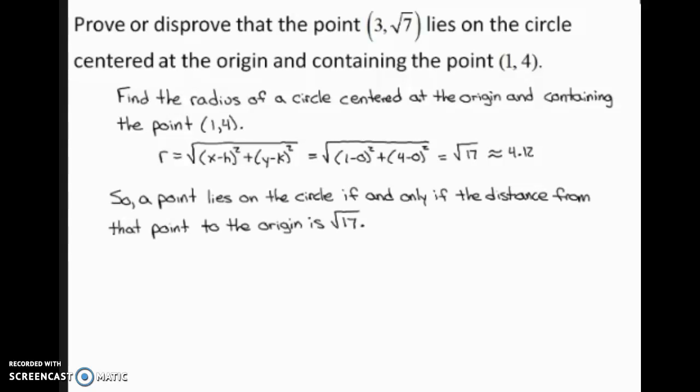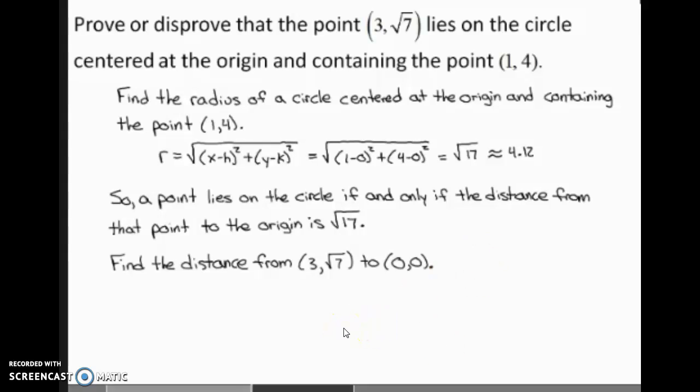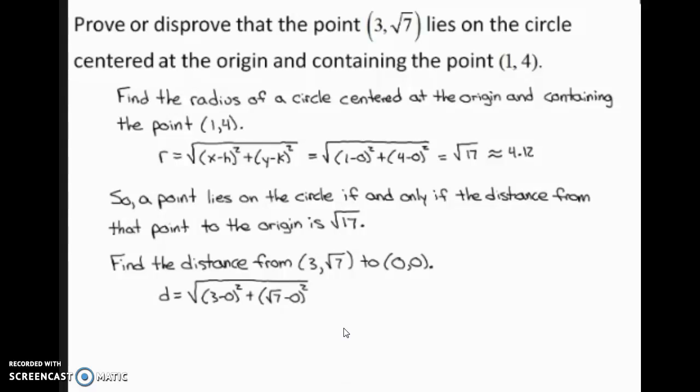So a point lies on the circle if and only if the distance from that point to the origin is the square root of 17. Find the distance from 3, the square root of 7 to 0, 0. Using the distance formula, the distance d from 3, the square root of 7 to 0, 0 is given by d equals the square root of the quantity 3 minus 0 squared plus the quantity the square root of 7 minus 0 squared, which simplifies to d equals the square root of the quantity 9 plus 7, or d equals the square root of 16.